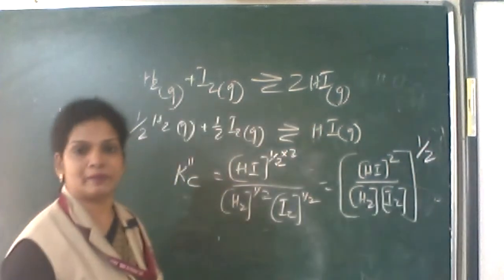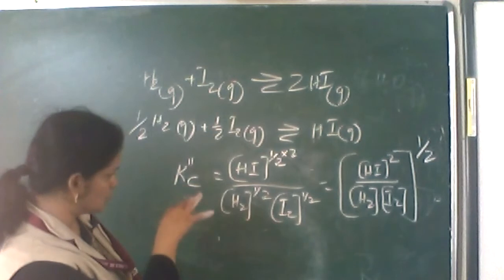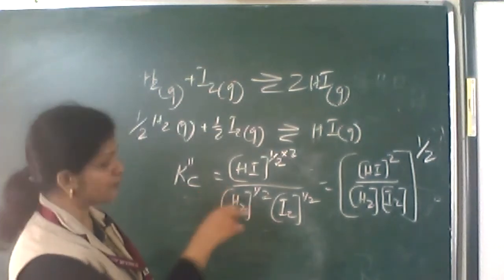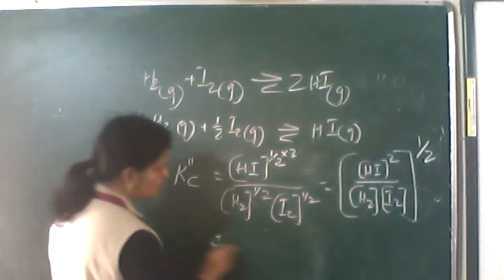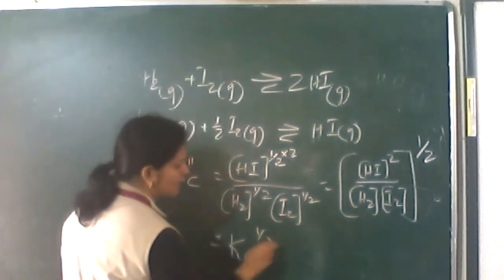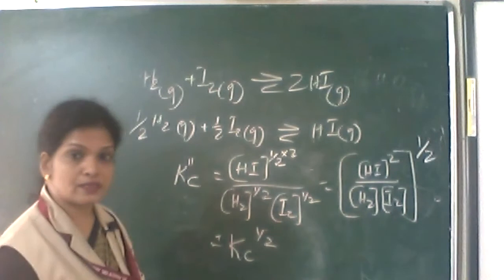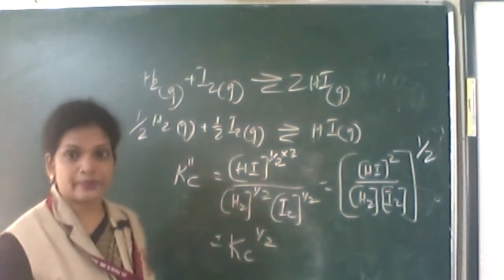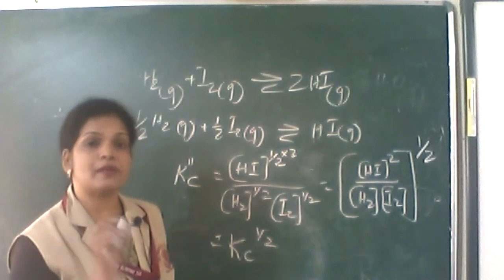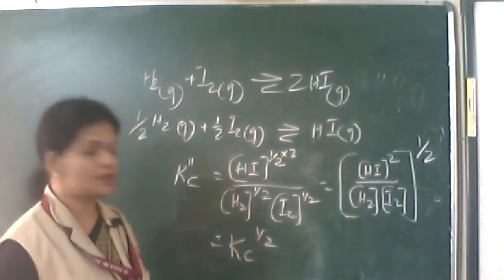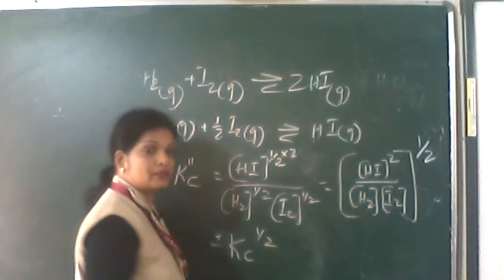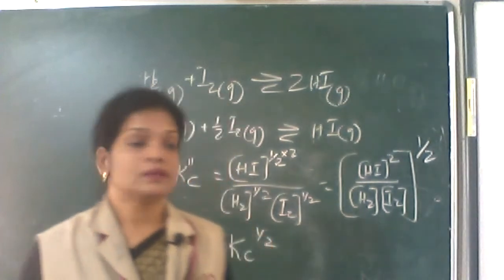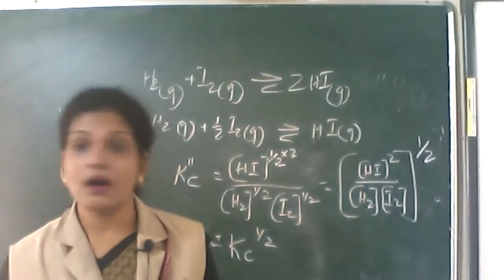Whole to the power 1 by 2 means the portion I put inside the bracket is the normal Kc, which is equal to Kc to the power half. What is Kc? Kc is for H2 plus I2 giving 2HI. So the number by which you are multiplying the whole equation will come on the top as the power. That is, K2 dash C is equal to Kc to the power half.